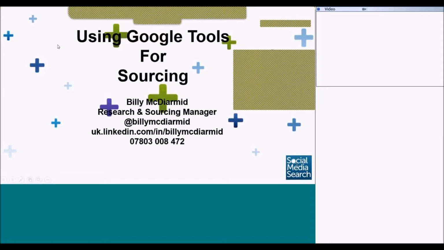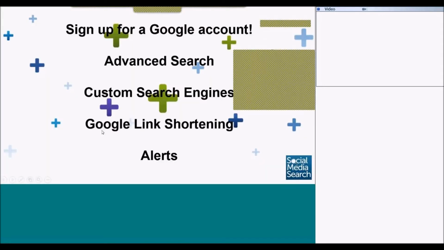But we are going to focus today on four different areas. I'm going to show you first of all signing up for a Google account, just in case anyone hasn't done that already. Then I'm going to talk about Google Advanced Search, Google Custom Search Engines, the link shortening facility in Google, and also Google Alerts. Now, these are all completely free of charge.